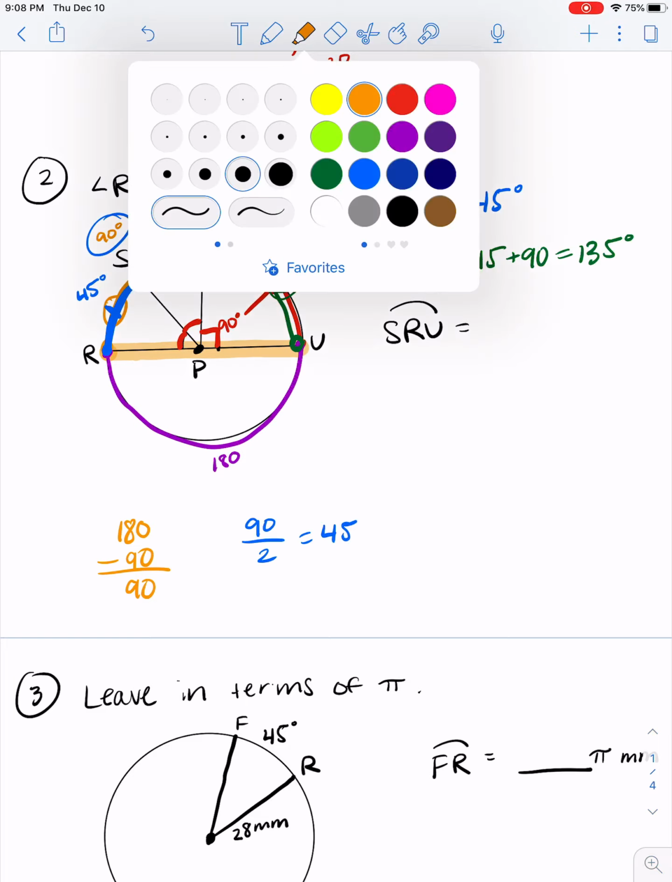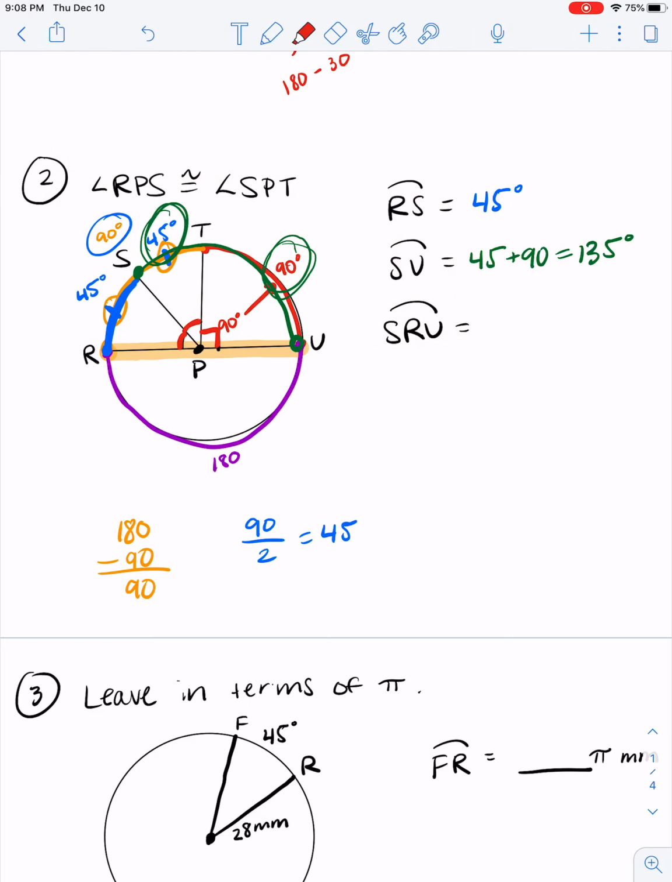And then maybe I'll do a highlighter this time. So S through R to U. So start at S, go through R all the way around to U. I just need to add those two pieces together. So I have 45 plus 180, okay? And that's going to give us 225. There you go.